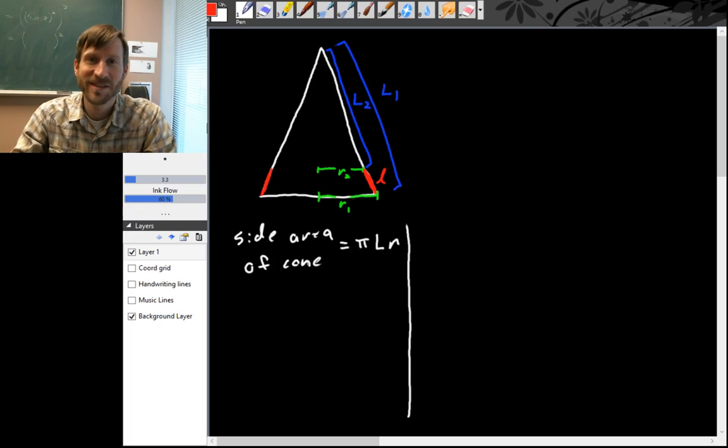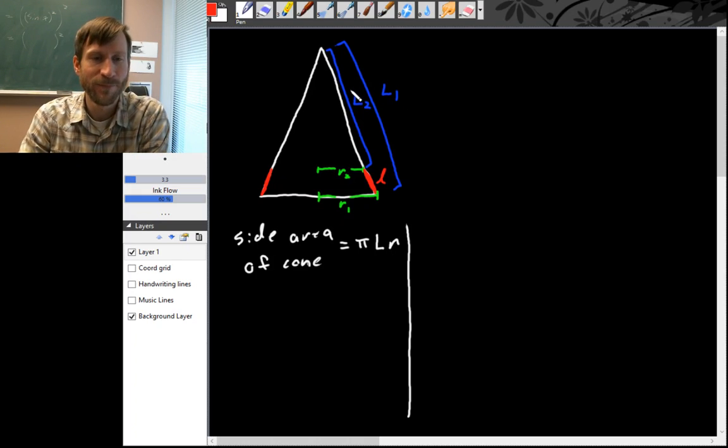Hey everybody, here is the cone situation we were working on in class today. I have the notation set up a little differently this time, mostly so that the numbering of my R's and L's match. So we have this big cone, and the length down its side is L1, and the radius of the big cone is R1.